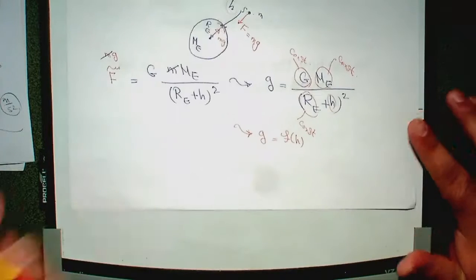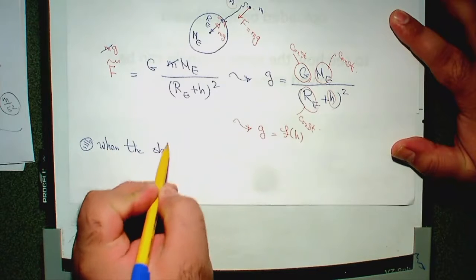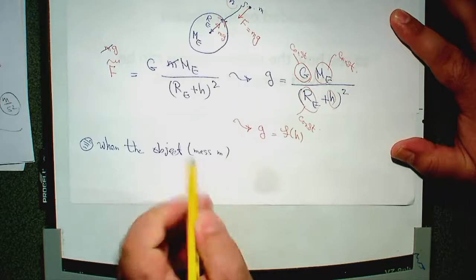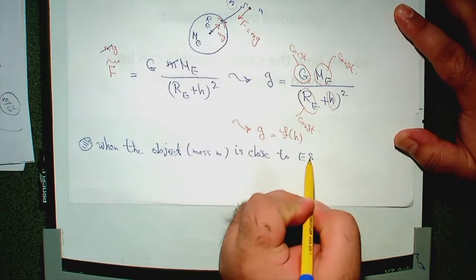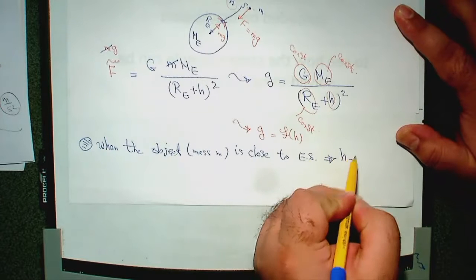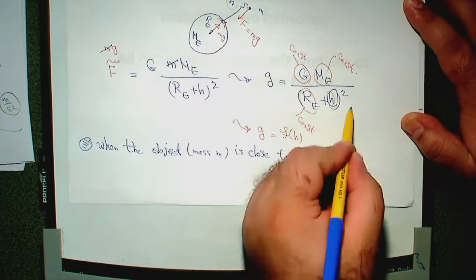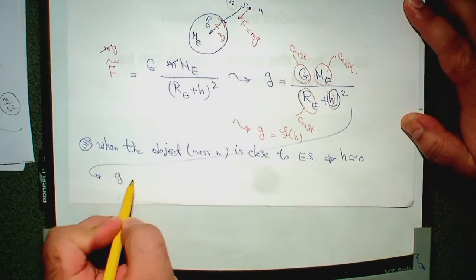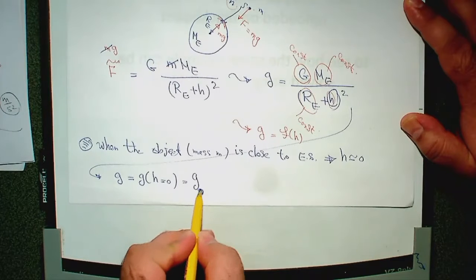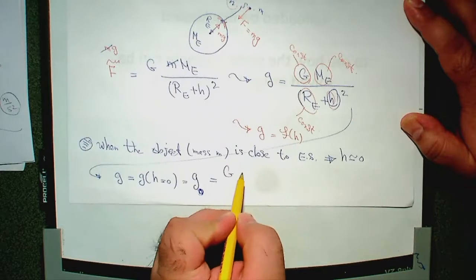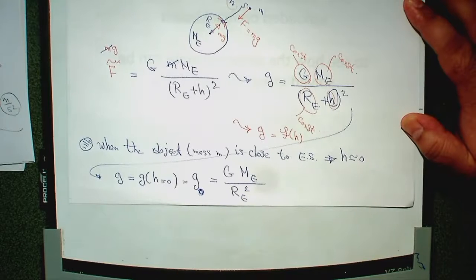Okay, then this one. Now, when the object with mass m is close to the Earth's surface, yes? You agree, h is nearly zero. We can guess. If I ignore it here, h equals 0, then this one can be simplified to g at h equals 0. We can call it g0. This 0 means h equals 0. Equals to G ME over Re squared.